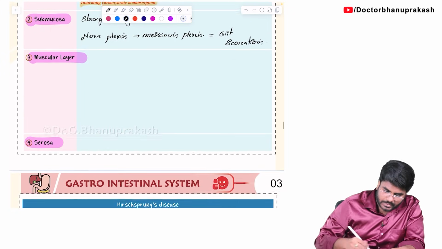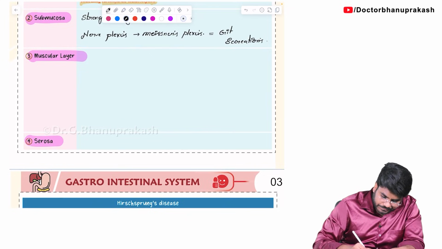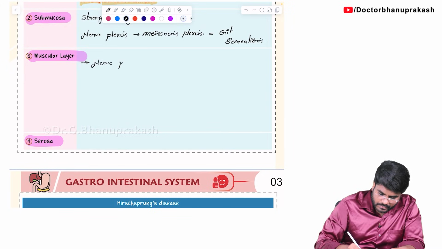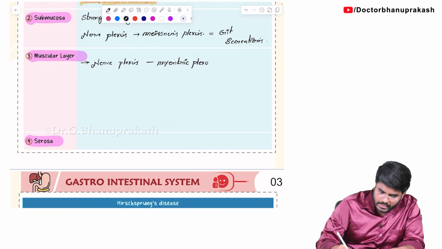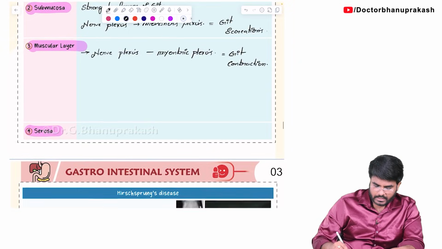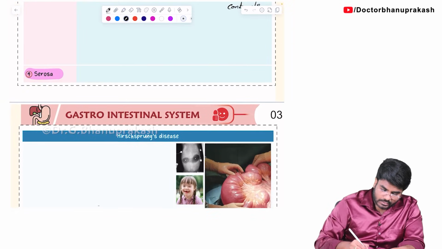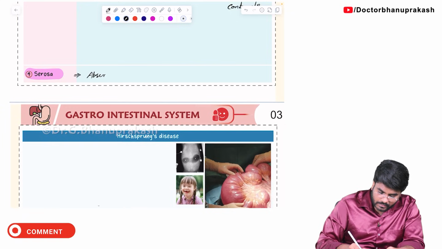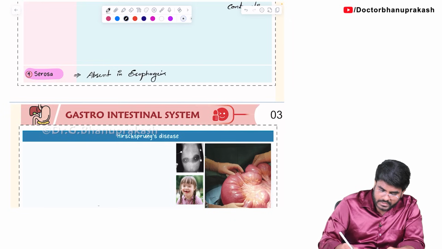Okay, GIT secretions. Then what about the muscularis layer? The muscularis layer also contains a nerve plexus. What is the name of it? Enteric plexus. This enteric plexus, also called the Auerbach plexus, mainly helps in GIT contractions. Next, the serosal layer. Guys, one important point about serosa: it is absent in which part of the GIT? It is absent in the esophagus.